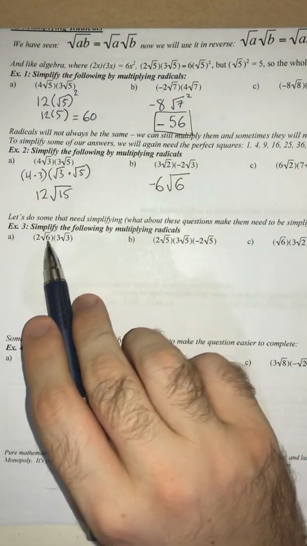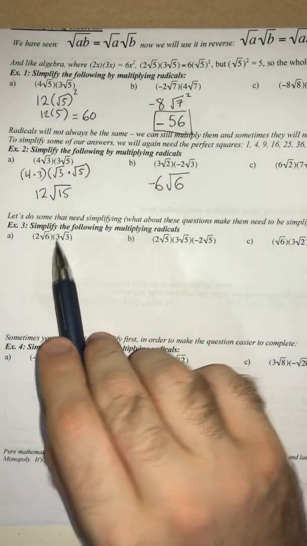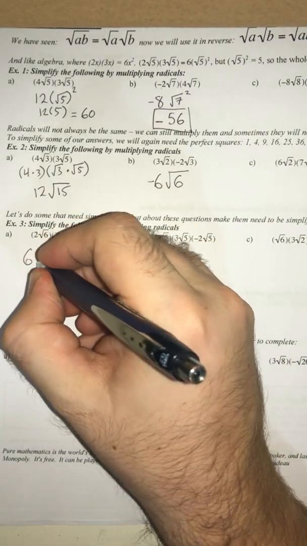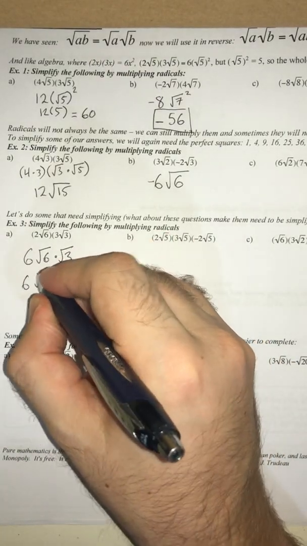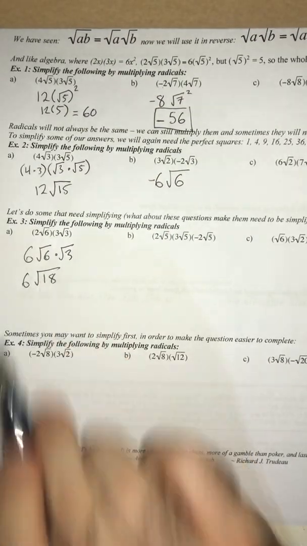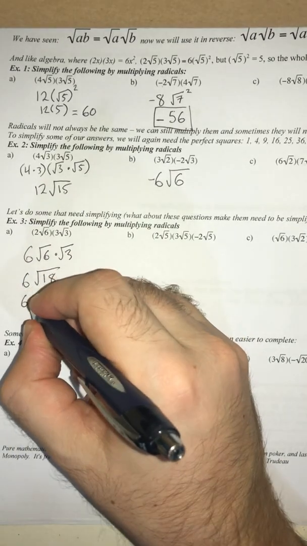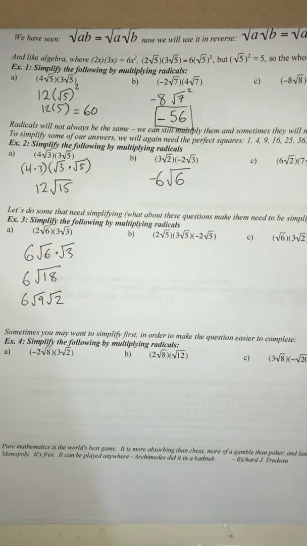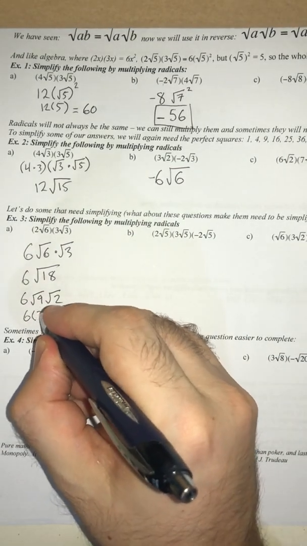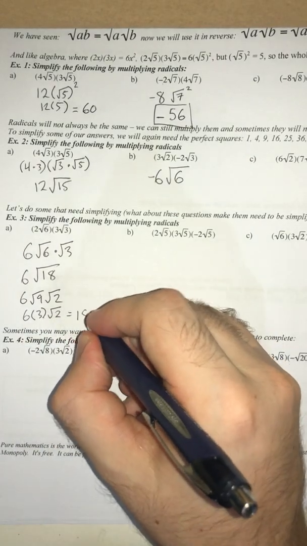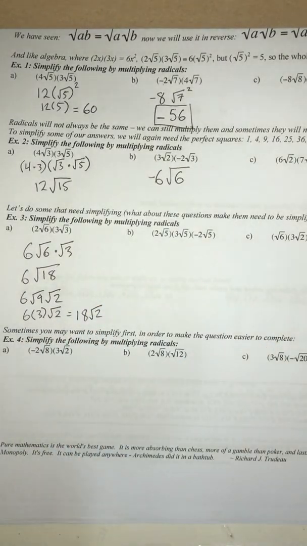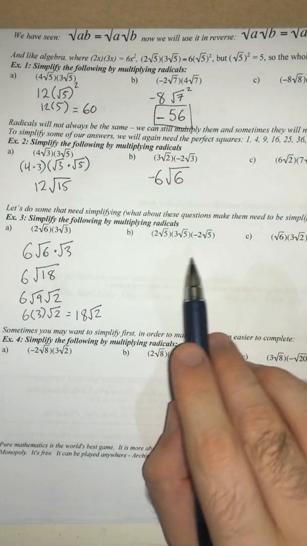So let's multiply these out. Multiply 2 times 3, so that's going to give me 6, and then root 3, 6 times root 3. So when I multiply this, 6 times root 18, notice I can take out a perfect square from this. I can take out root 9. So this would give me 6 times 3 times root 2, which is 18 times root 2. So you will notice sometimes this is what's going to happen, you might end up having to simplify at the end.